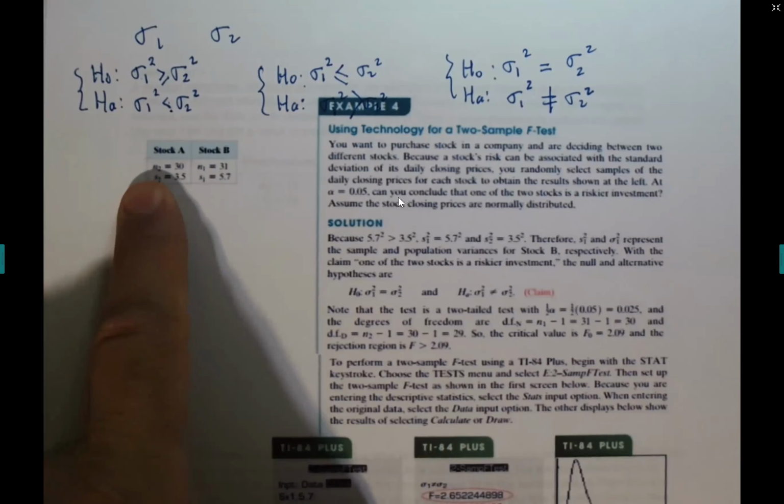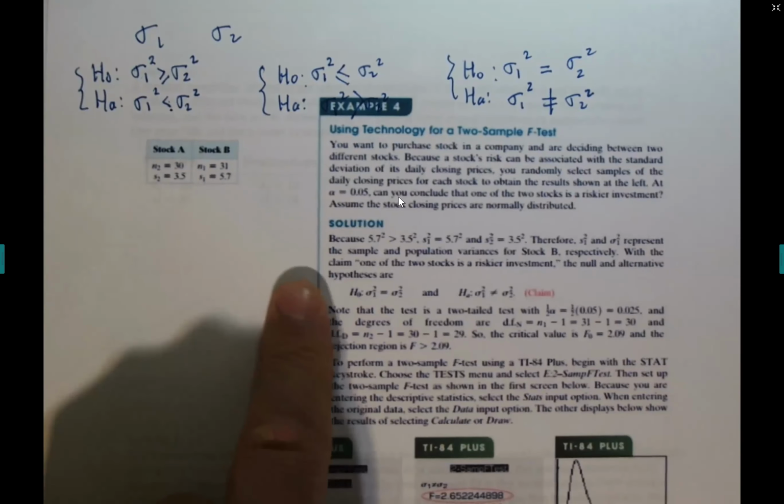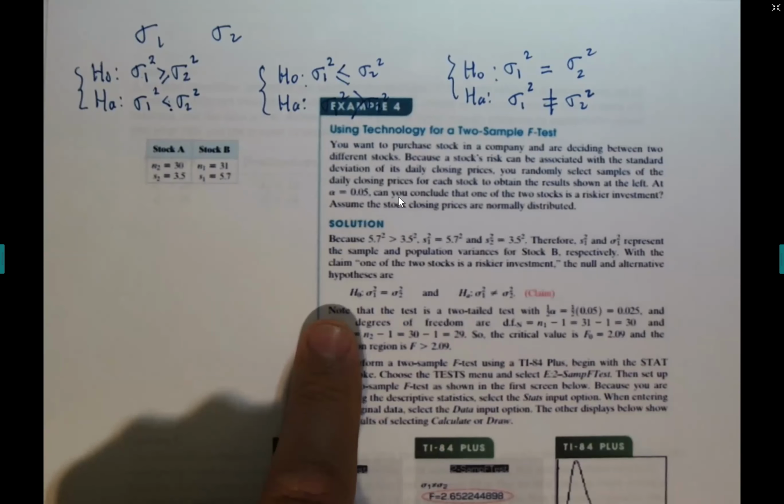So you selected for stock A, N2 is 30 and S2 is 3.5, and then N1, stock B, 31 closing prices, and the standard deviation was 5.7. Can you conclude that one stock is a riskier investment? Assume that the stock closing prices are normally distributed. That's a condition of the test, that the two populations must be bell-shaped.